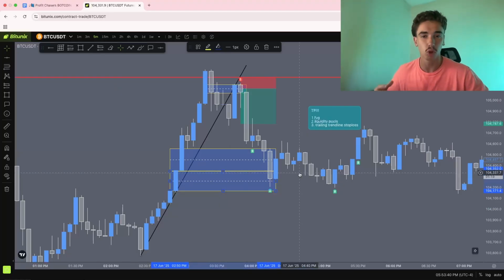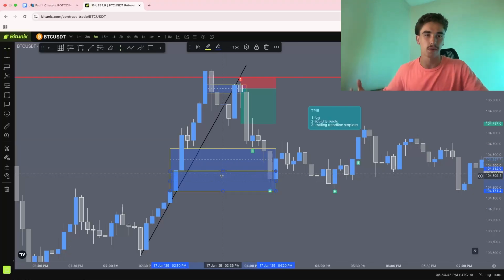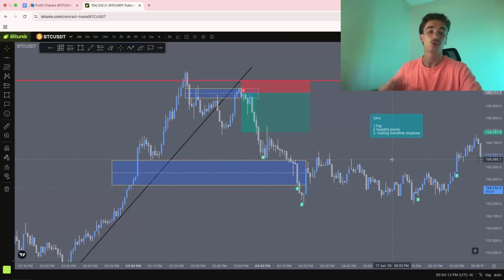The second step would look for areas of liquidity, which here we don't really have. We would just be using our fair value gaps for this example. So now we can scale back down to the 1 minute time frame and look for some take profit areas.